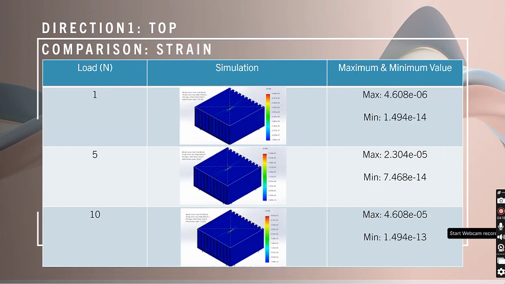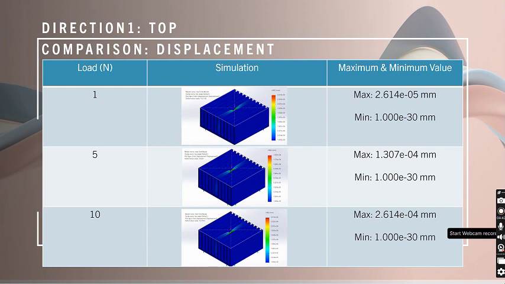And this one is a strain. The explanation is the same as well. But we can see at a 10 Newton load, the minimum and maximum value have a smaller magnitude, which recorded the maximum at 4.608 times 10 to the power of negative 5, while the minimum is 1.494 times 10 to the power of negative 13.